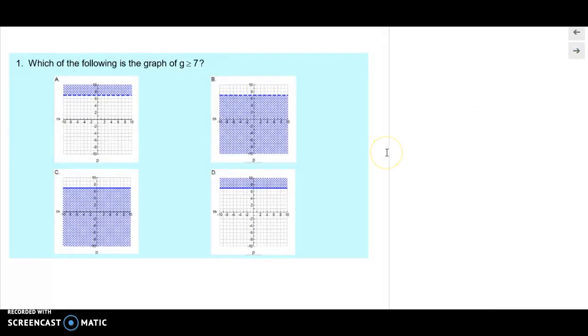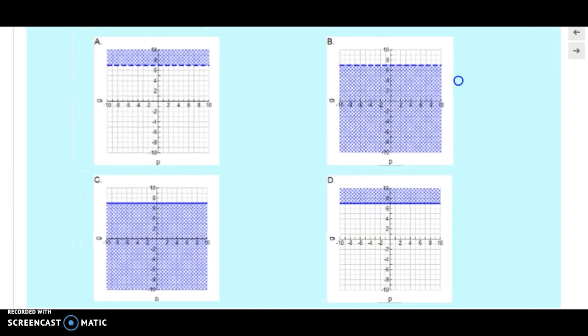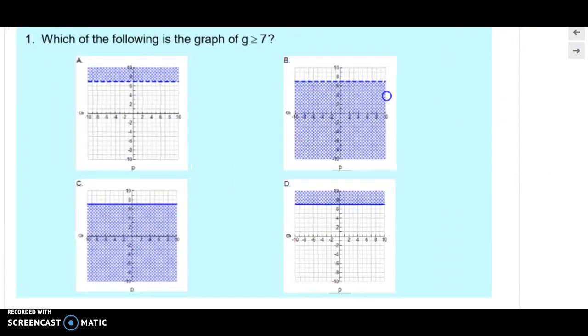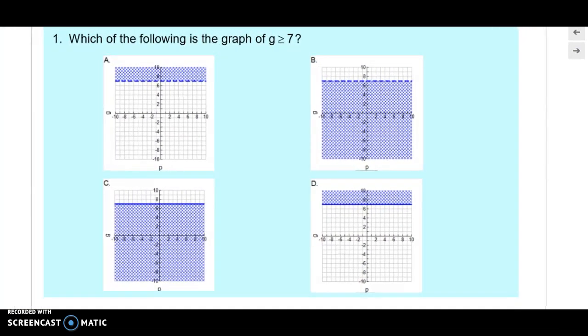Okay, so let's get to some examples. And really what it boils down to is we want to figure out which graph, which line looks correct, and then we want to figure out which region is correct. So in this one, we have which of the following is the graph of G is greater than or equal to 7. G is our vertical axis. That's the one that's going up and down. We can tell just kind of the way it's written here. P is our horizontal axis. And again, all the lines are horizontal anyway, so I think we've got that all set up ready to go.